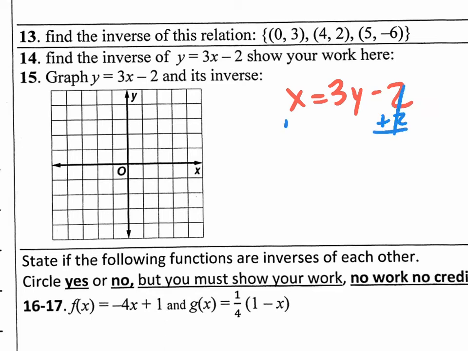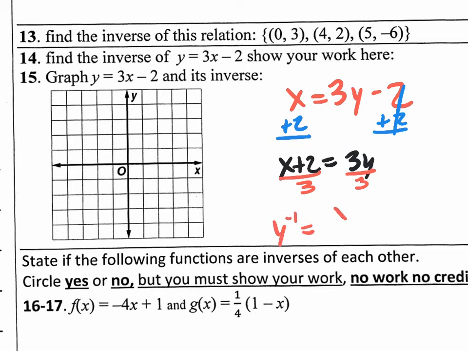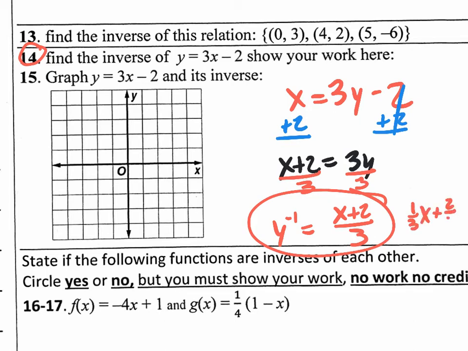Plus 2, plus 2. You're going to have x plus 2 equals 3y. Final step would be to divide by 3, and there's your inverse function. You could put y with the little -1 exponent, which is the inverse notation. And that's your answer for the inverse, the answer for number 14. You could have also split that denominator and put it as 1/3 x plus 2/3. Either one's perfectly fine. You're going to have to do this on tomorrow's quiz where I give you a function, you switch x and y, and you solve for y.